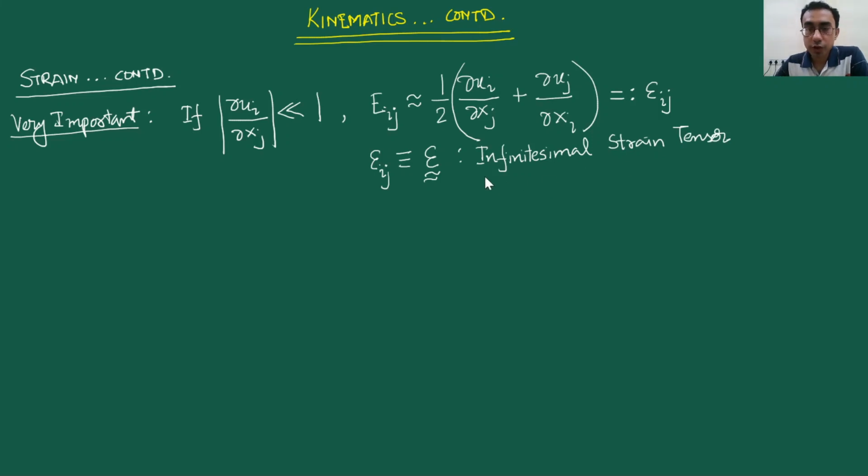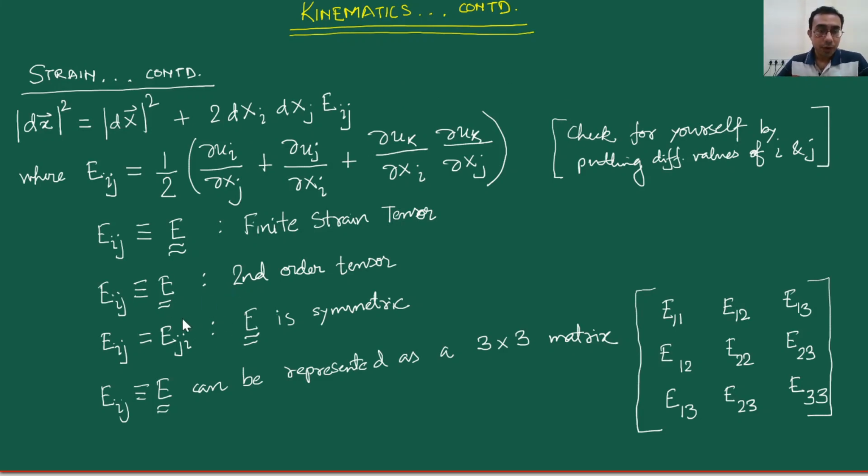Sometimes it is also referred to as small strain tensor. Okay, now just as we had discussed earlier, this epsilon ij, having in its subscript two free indices, is also a second order tensor. So again, just like Eij, let me quickly refer back to the previous slide. We had said that this is a second order tensor, so is epsilon ij. Eij is equal to Eji.